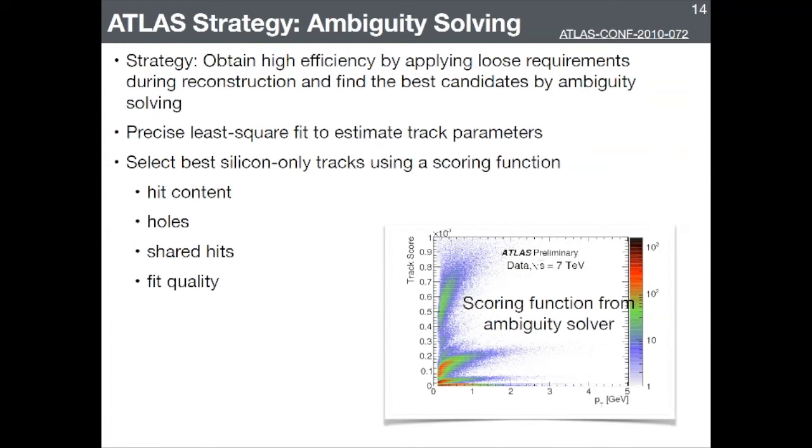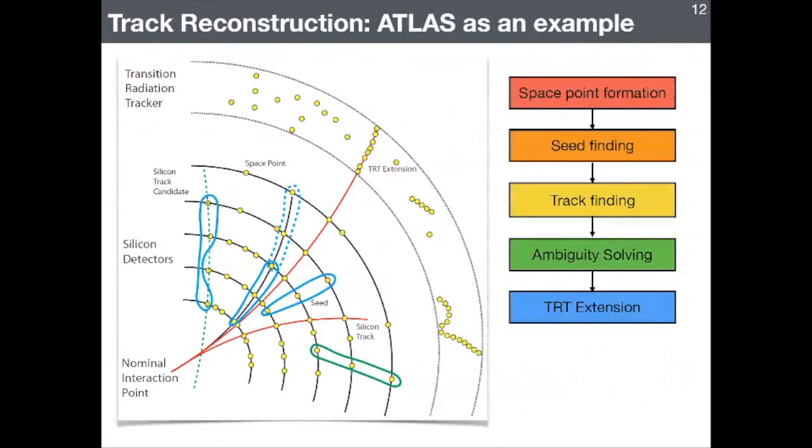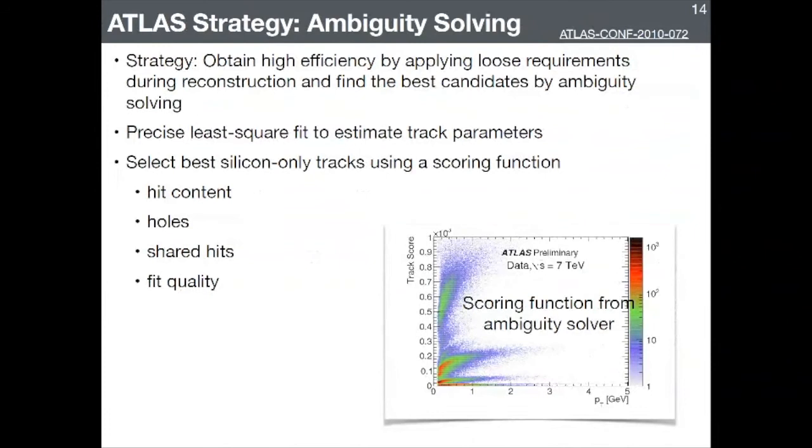Obviously, this is going to take more CPU time because you need to consider all these different track candidates, but it's also the way to make sure that you don't miss some of the important candidates. And the way you do this is you define a scoring function. This one is plotted over here.